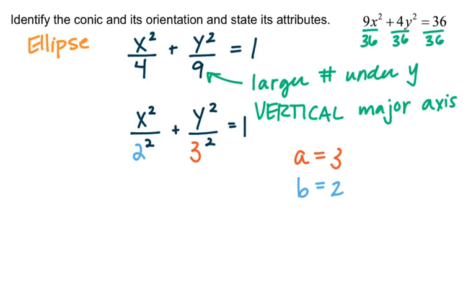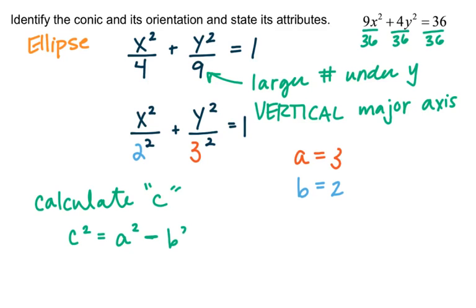B is 2. And when we want to calculate our C value, we use a formula. We calculate C using a formula. C squared equals A squared minus B squared. So we have a very similar C formula for hyperbolas. Hyperbolas has a plus. I remember plus, then minus, and then hyperbola would be minus and then plus. Just trying to give you guys the mnemonic devices or the things that I use to know this so well.